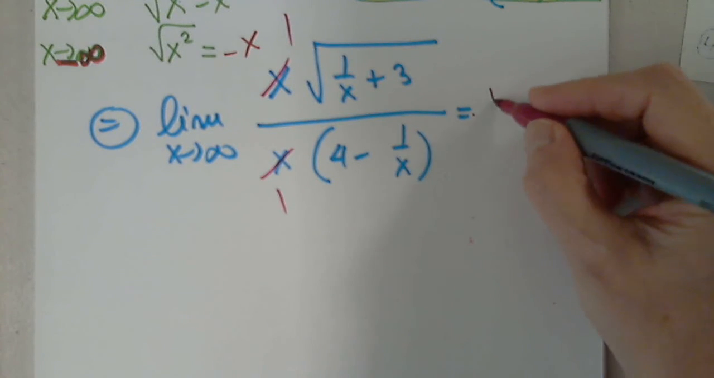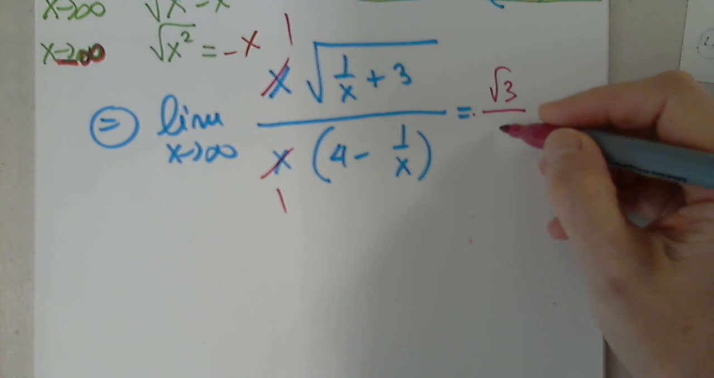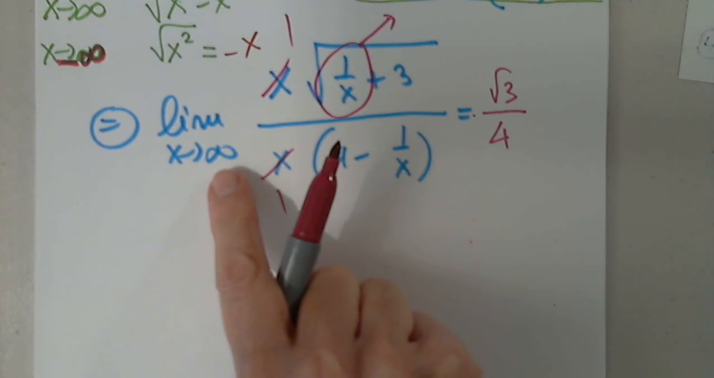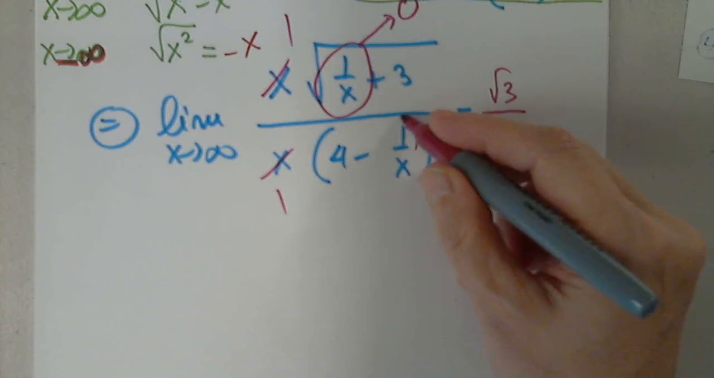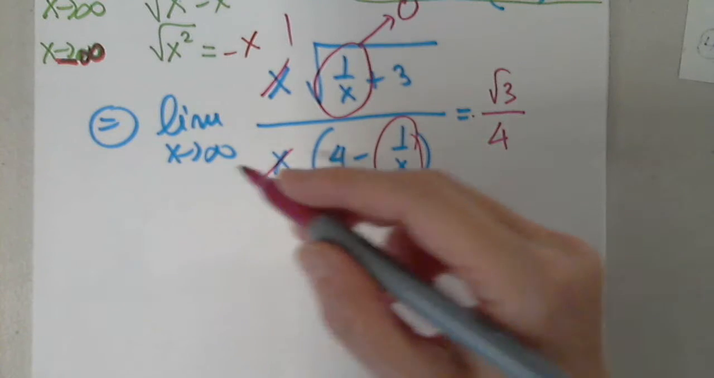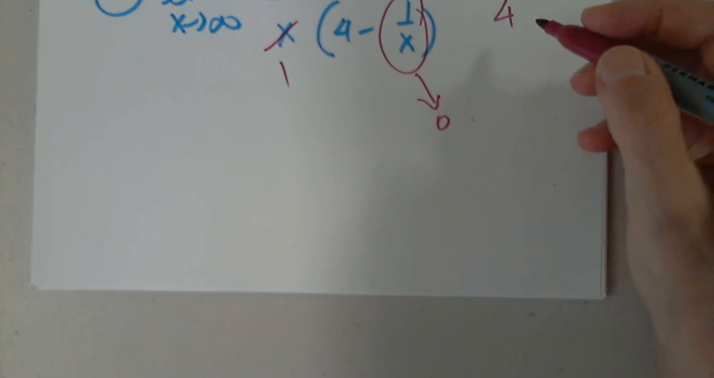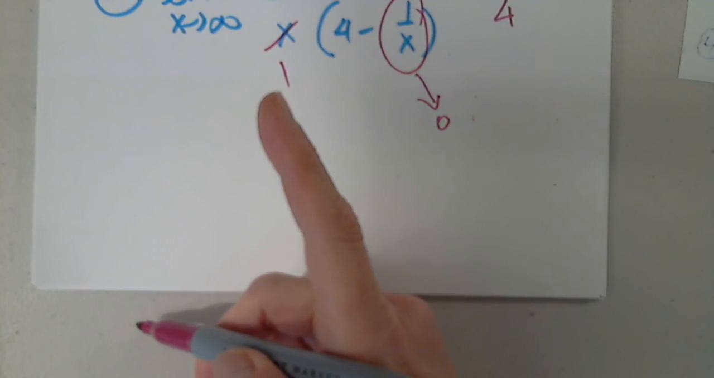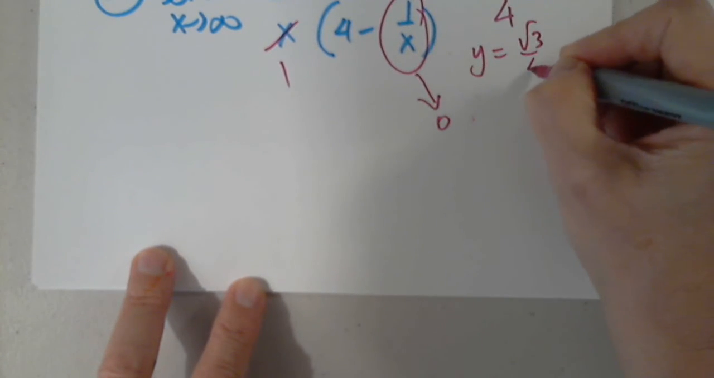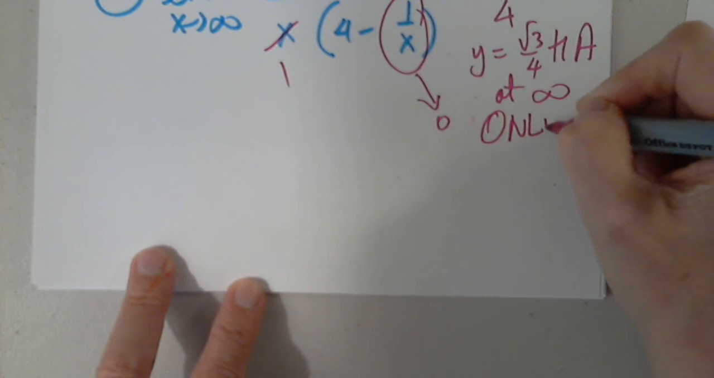The top would be √3. Excellent. And the bottom would be 4. Right. Because we already discussed that in this situation, positive or negative infinity, this will approach 0. And same thing in this situation, not if it's 3. If it's 3, I can't do that. But if it's infinity, then it's 0. Which means this is not a pure rational function. I have to write y equals the square root of 3 over 4 is a horizontal asymptote at infinity only.